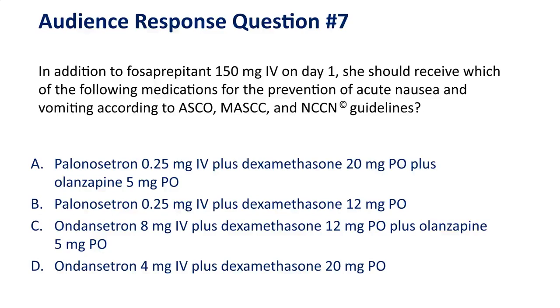In addition to fosaprepitant 150 milligrams IV on day 1, she should receive which of the following medications for the prevention of acute nausea and vomiting according to ASCO, MASCC, and NCCN guidelines? A, palonosetron 0.25 milligrams IV plus dexamethasone 20 milligrams PO plus olanzapine 5 milligrams PO. B, palonosetron 0.25 milligrams IV plus dexamethasone at 12 milligrams PO. C, ondansetron 8 milligrams IV plus dexamethasone 12 milligrams PO plus olanzapine 5 milligrams PO. Or D, ondansetron 4 milligrams IV plus dexamethasone 20 milligrams PO.